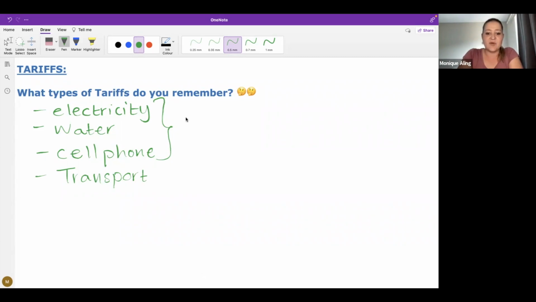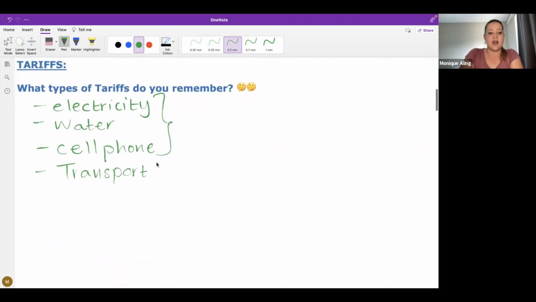Charge in rands per measuring unit for a service. Okay, so that's iPhone user. I'm not sure who that is, but that's a very good definition. Well done. So basically, what you get charged per unit for a service, being electricity supplied to you, water, cell phone, or transport services.